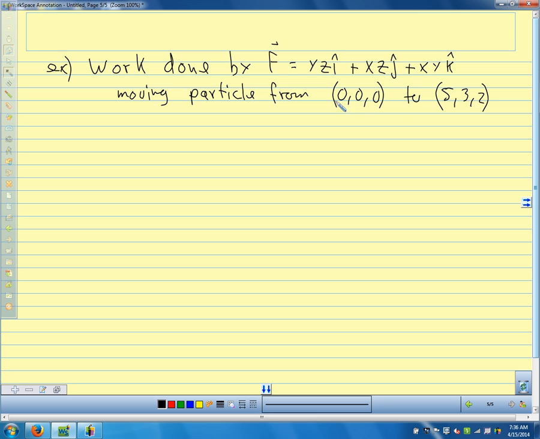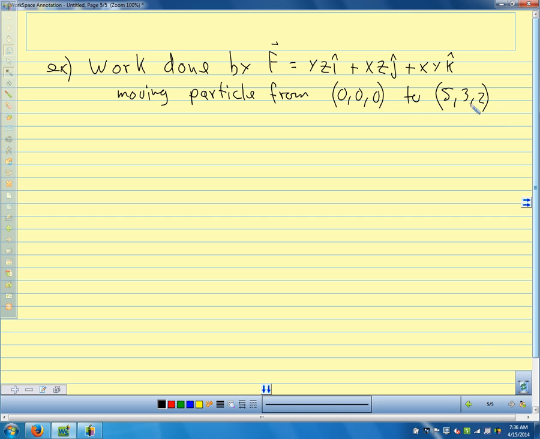Thinking along the lines that Will's thinking, what would be r prime for the particle moving from 0, 0, 0 to 5, 3, 2? What vector would point in the direction of r prime? Wouldn't it just be the vector from 0, 0, 0 to 5, 3, 2? That would be the vector that moves in the direction of r prime.